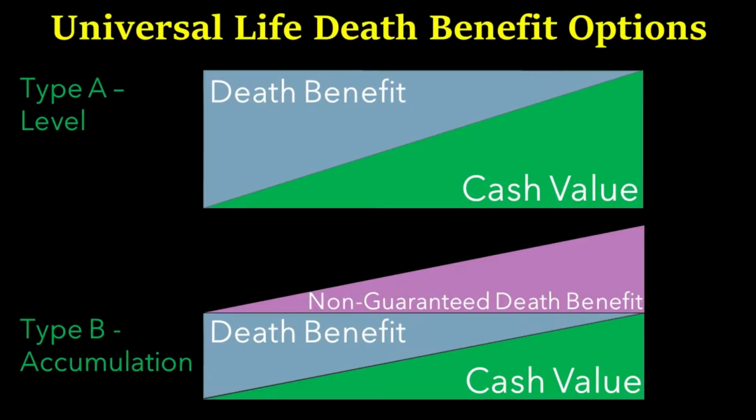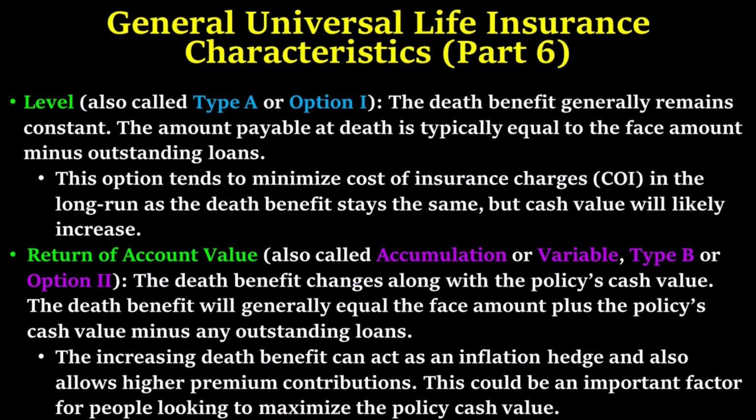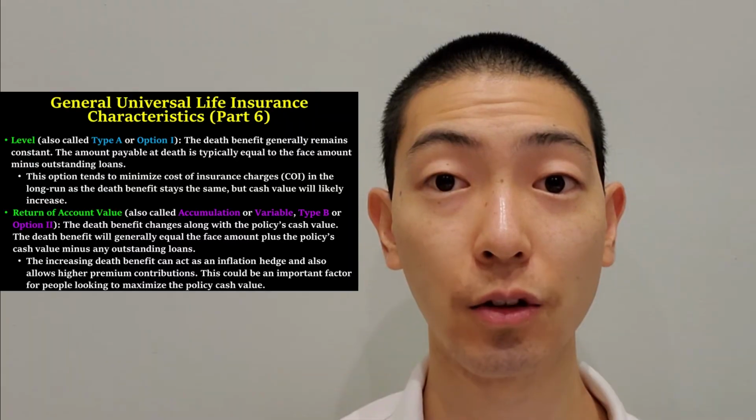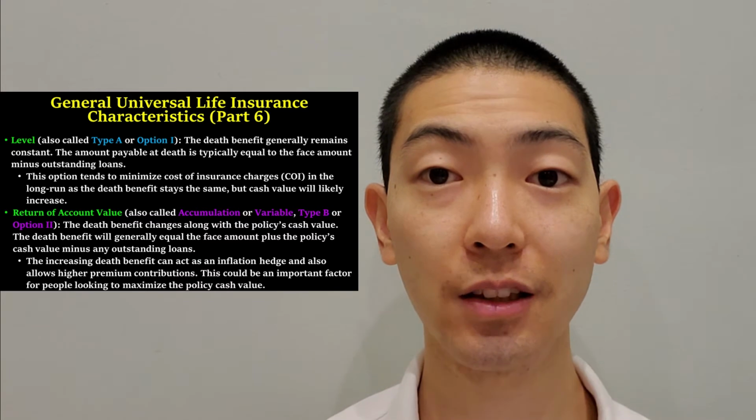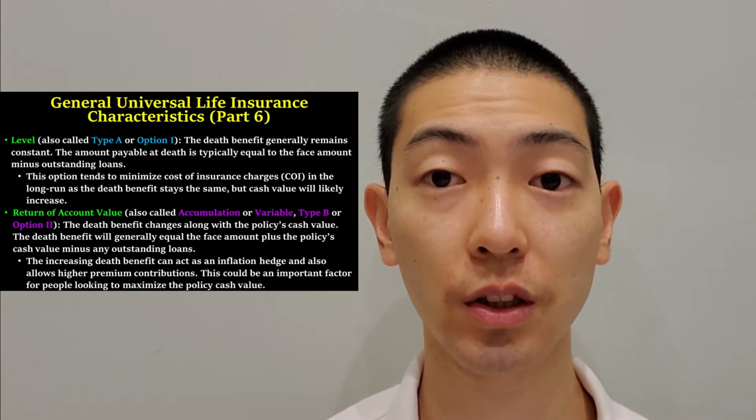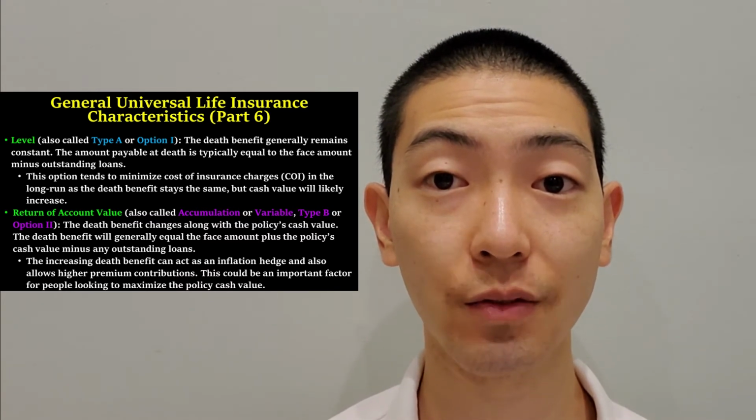So here are the two common types you might see on a life insurance illustration. Level, also called type A or option 1. The death benefit generally remains constant and is equal to the policy's face amount at the time of purchase. The amount payable at death is typically equal to the face amount minus any outstanding loans. This option tends to minimize cost of insurance charges, or COI, in the long run as the death benefit stays the same, but cash value will likely increase. This is both an advantage due to it being a lower cost for death benefit protection and a disadvantage since the death benefit does not increase over time.